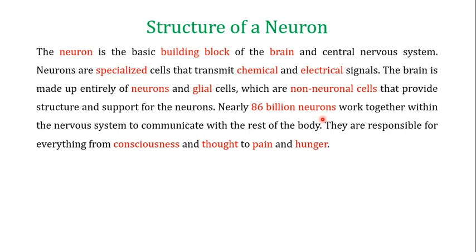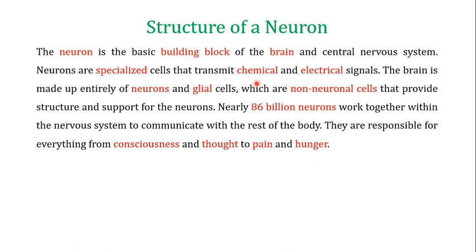So in this particular video, I'll be focusing on the structure and the types of the neuron, and in the next video, I'll be talking about the functions of the neuron, how they are responsible for the transfer of message from the presynaptic neuron to the postsynaptic neuron, and hence a cellular response. When you talk about the structure of a neuron, they are the basic building blocks of the brain and the central nervous system. These neurons are specialized cells that transmit chemical and electrical signals.